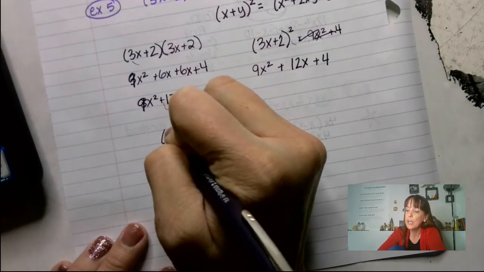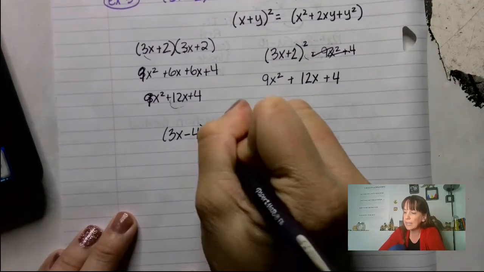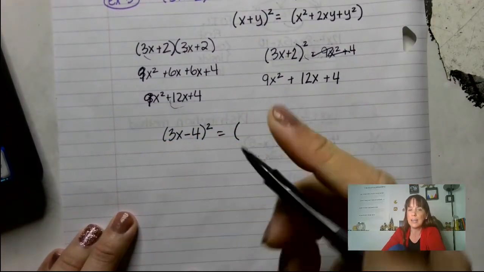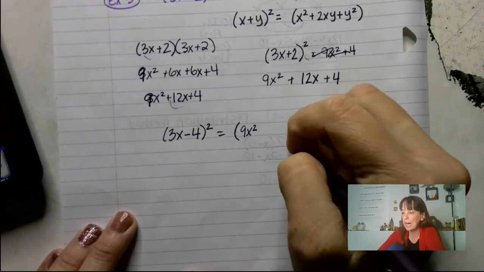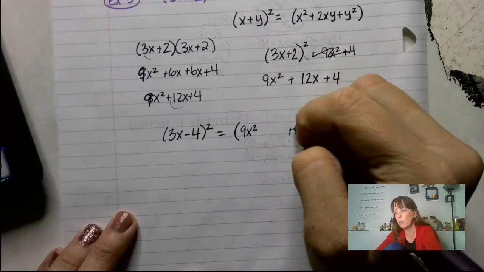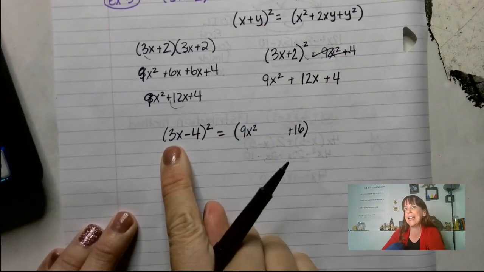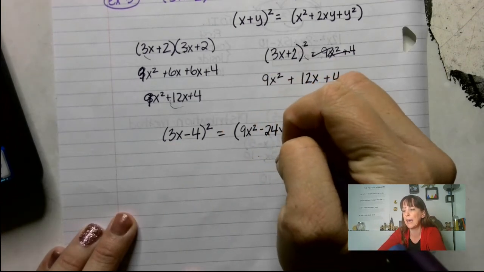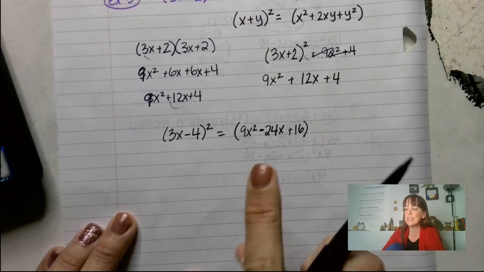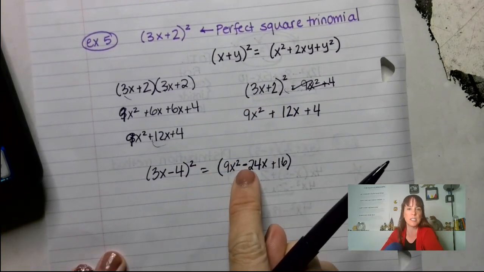Let's try another one. 3x minus 4 squared. Okay, again, that pattern is 9x squared in the front. Negative 4 squared is positive 16, because negative 4 times negative 4 is positive 16. Now, negative 4 times 3 is negative 12x. Double it, you get negative 24x. So see how that works if you have a positive or a negative? The only sign that changes is this one right here.